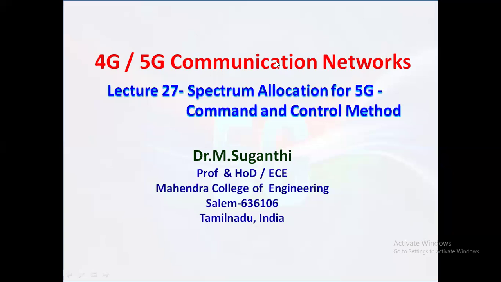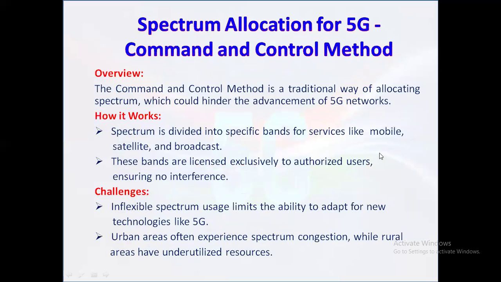As a result, spectrum inefficiencies arise, particularly in balancing urban and rural usage. Understanding this method is essential to develop more efficient strategies for future 5G advancement. First, we'll see what the command and control method is, which is used in the spectrum allocation of 5G.